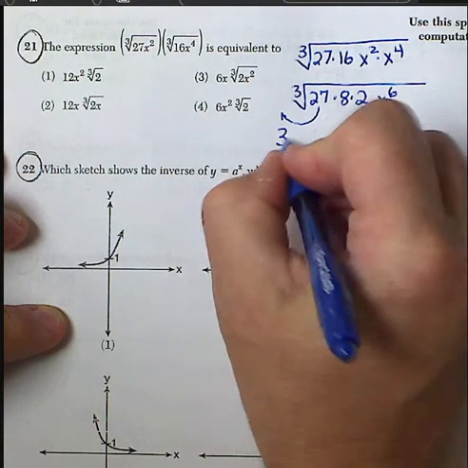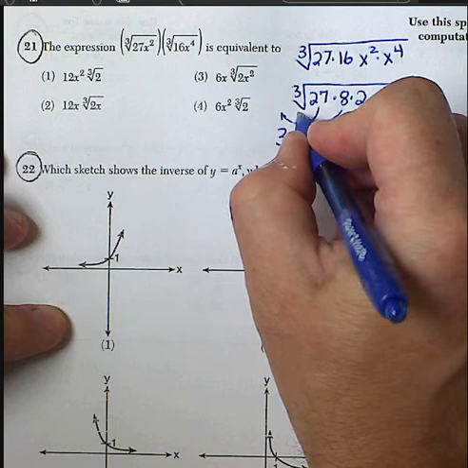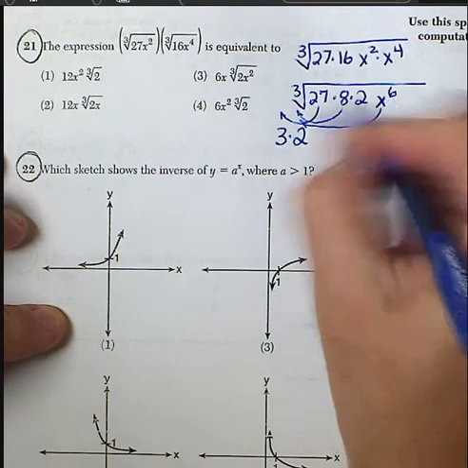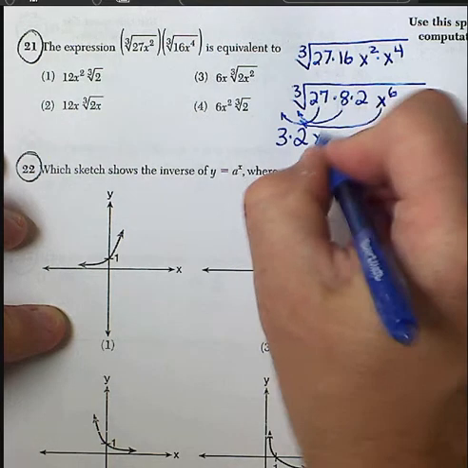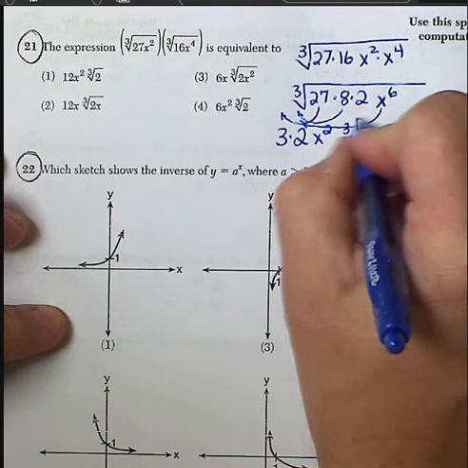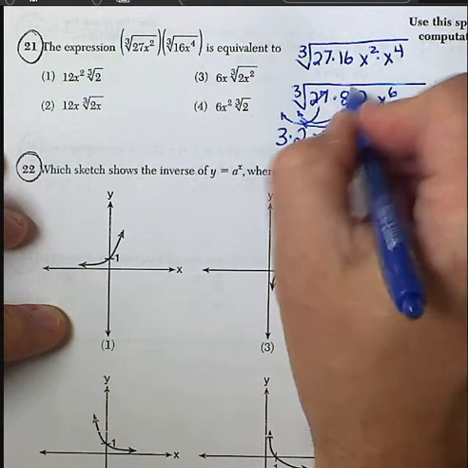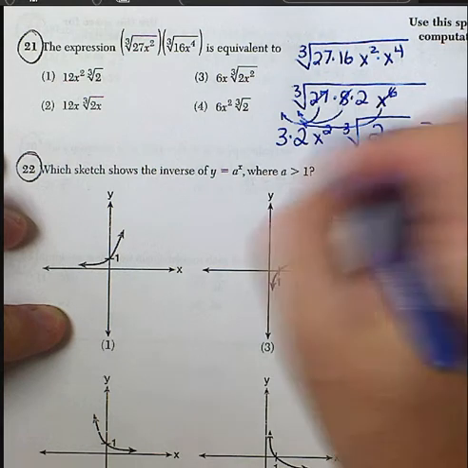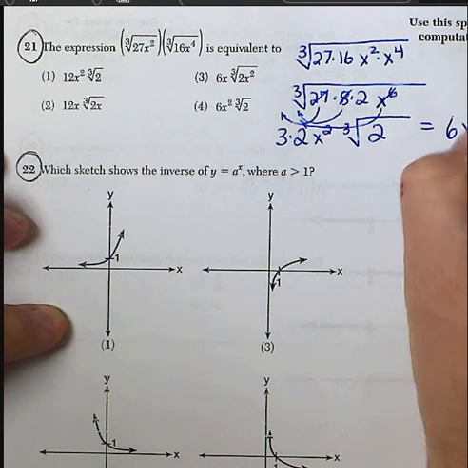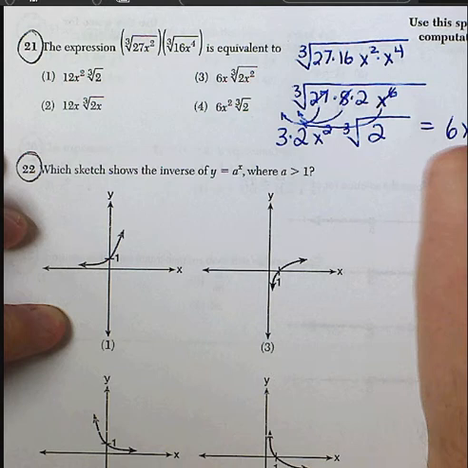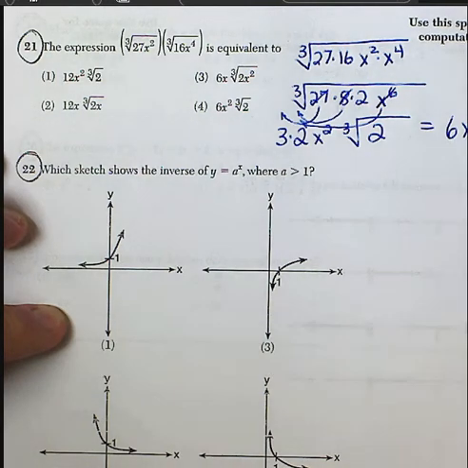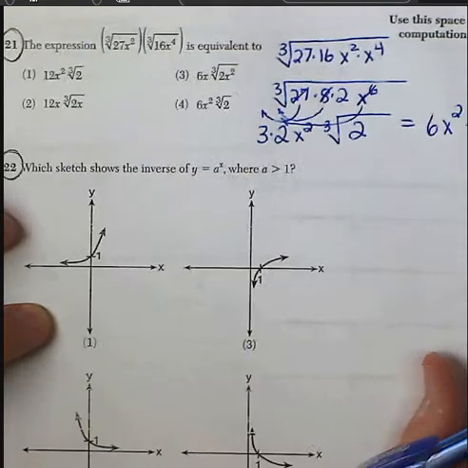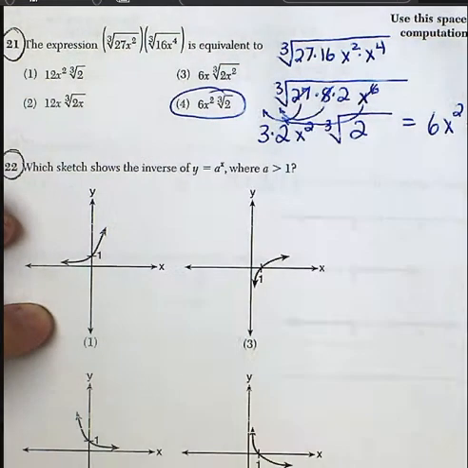Then when I start to work on this, I'm going to take the 27 out as a 3, times the 8 out as a 2 because the cube root of 8 is 2. The cube root of x to the 6, remember, just divide these two, becomes x squared, and then you're left with the cube root of 2. When you put this on the outside together, you're going to get 6 x squared cube root of 2. That's your final answer, and when you look at the choices, it's right here, choice 4.